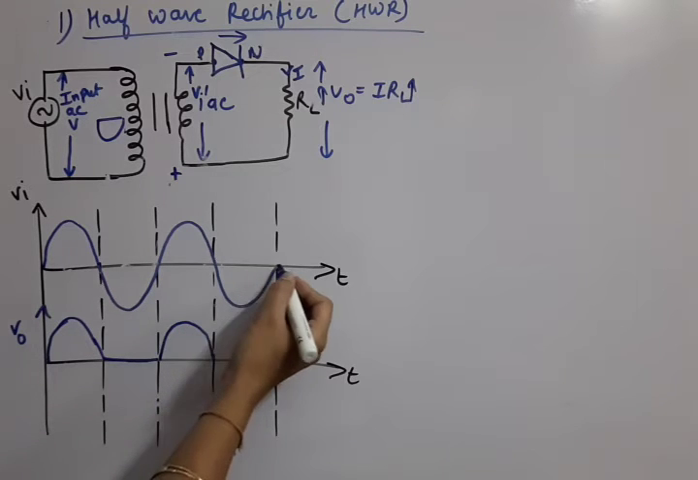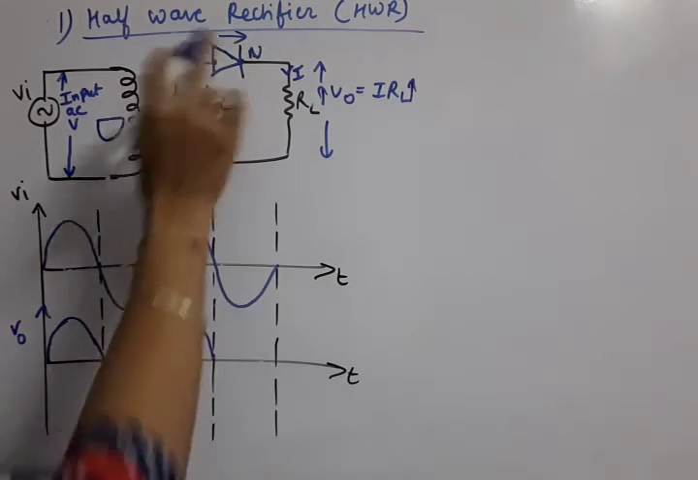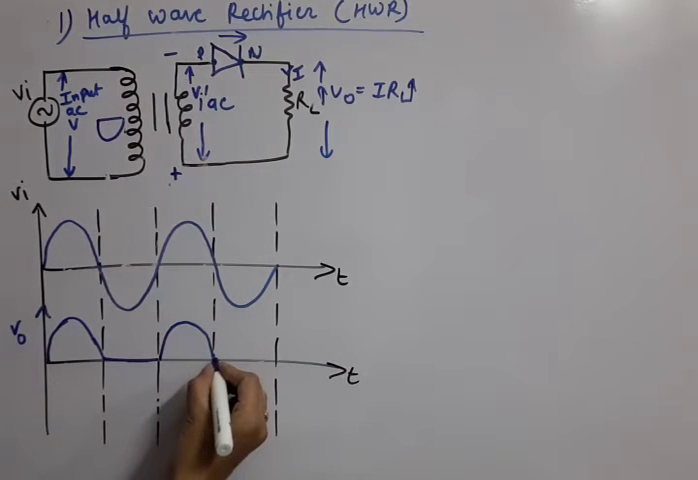Now the next, fourth cycle, if we see, this is a negative cycle. For the negative cycle, again PN is reverse. Reverse means no conduction. So we will get no pulse across the output voltage.